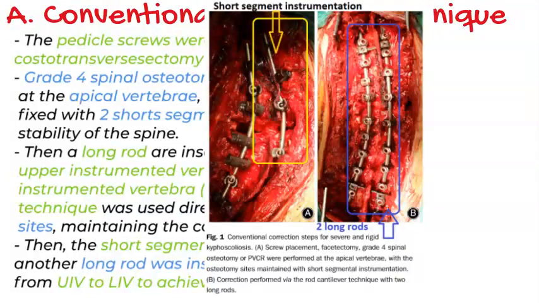This figure shows the conventional correction steps for severe and rigid kyphoscoliosis. You can see in A, there's screw placement, facetectomy, and grade 4 spinal osteotomy or posterior vertebral column resection performed at the apical vertebrae, with the osteotomy sites maintained with short segmental instrumentation, as illustrated. B. Correction performed via the rod cantilever technique with 2 long rods.